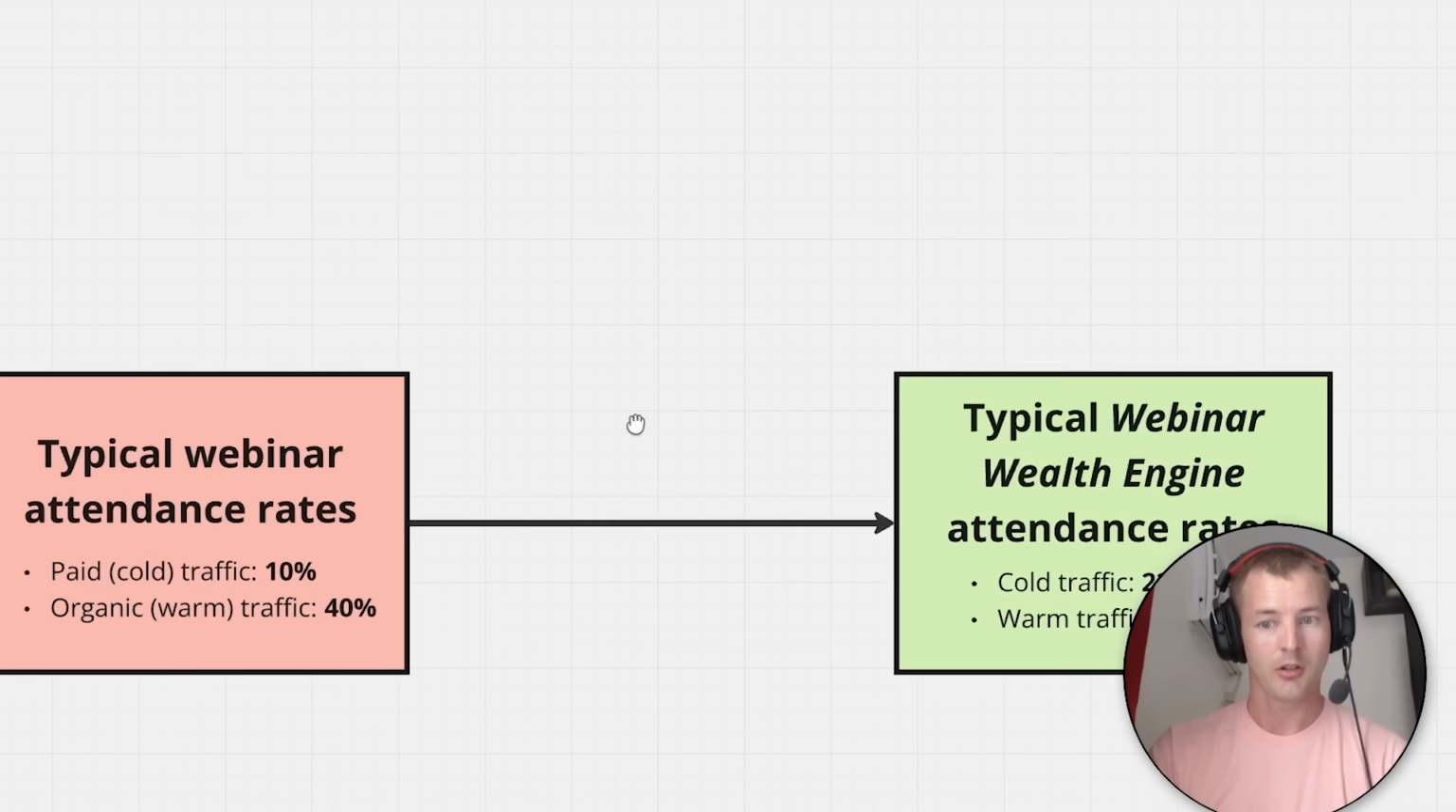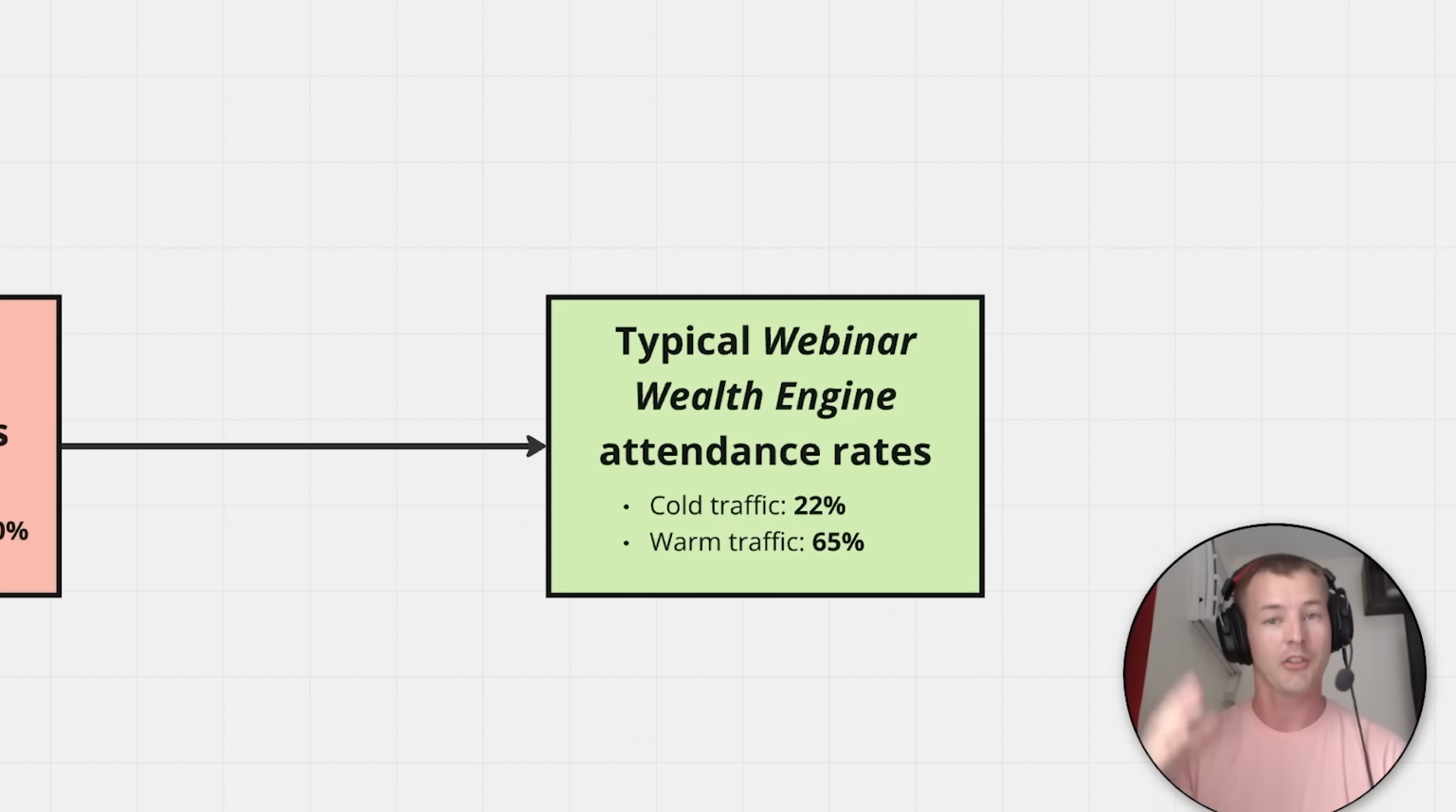With cold traffic, this is an average I came up with from a bunch of webinars that I've run. But with cold traffic, I get as high as 20 to 25% attendance rate with people that are complete strangers. So I just said average 22%. And with warm traffic, 65% average. I've seen it higher than that, but this is the kind of attendance rates you're going to expect.